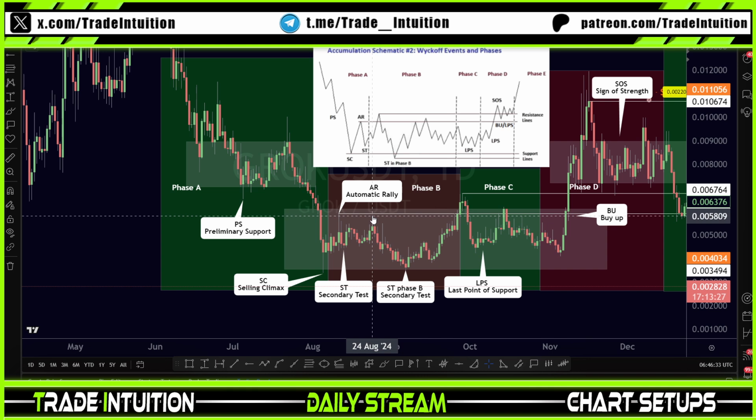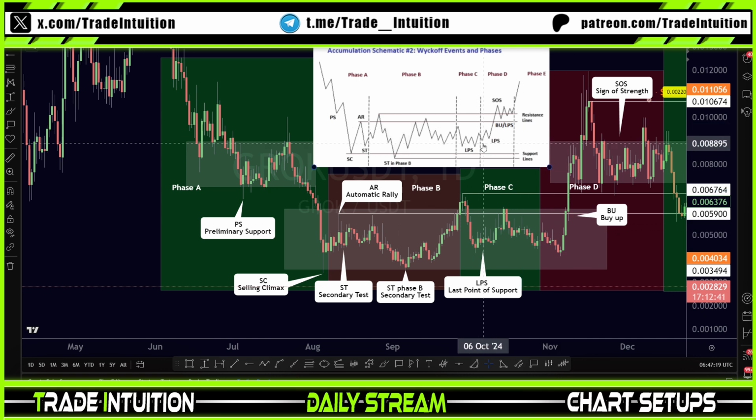Then it kind of comes up a little bit. However, this one did not make a higher high. Now, these do not have to go exactly the way it's done here. This is just a rough estimate of what the price action might do. Then we have the automatic rally, secondary test, coming down here for the ST in phase B, which is this, where it goes a little bit lower than our low. And here I'm using the candle bodies, but you can see this one kind of goes right about there. Then it comes up to phase C, which is the last point of support before going to phase D.